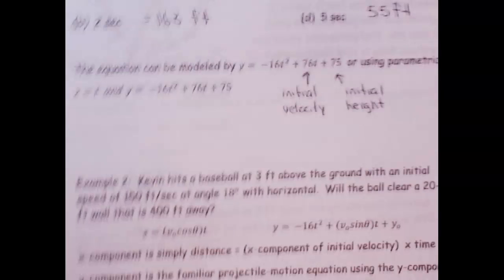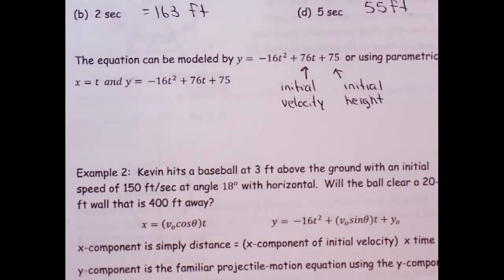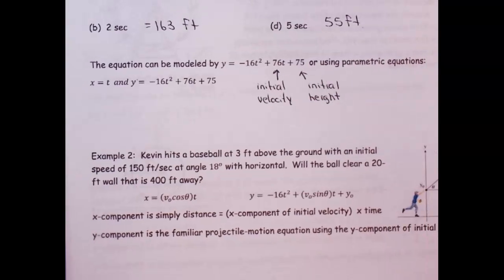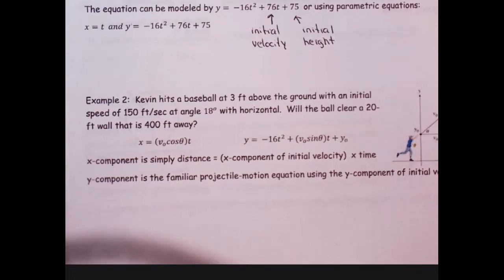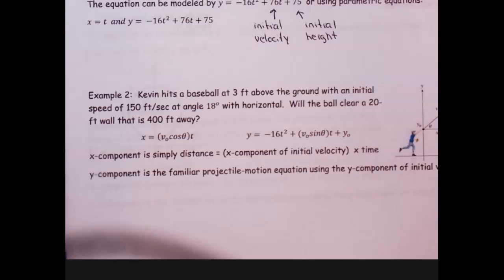Okay, let's move on to the next application. It says that Kevin is throwing a baseball 3 feet above the ground with an initial speed of 150. And again, remember that speed is the same thing as our velocity, and we've been given an angle. And it wants to know, will the ball clear a 20-foot wall that is 400 feet away?